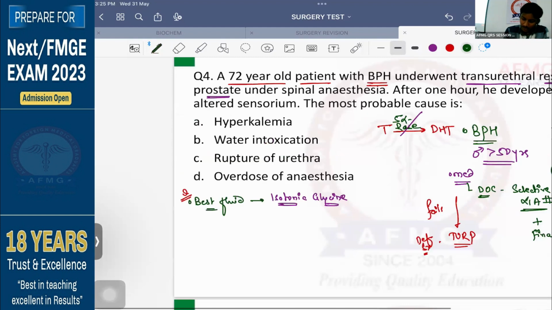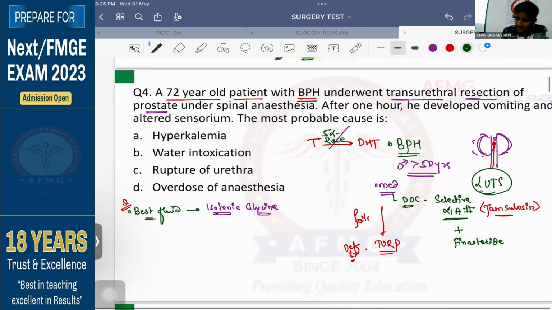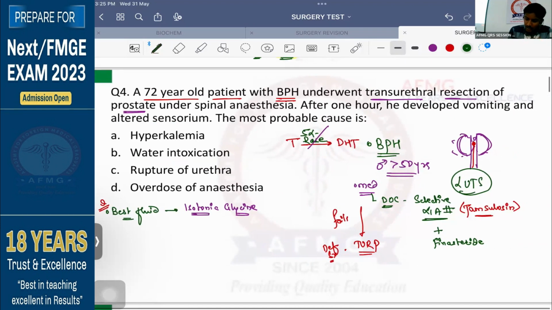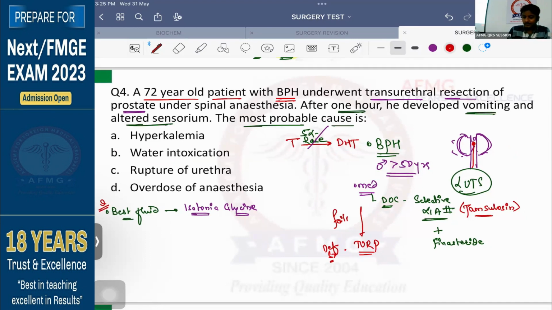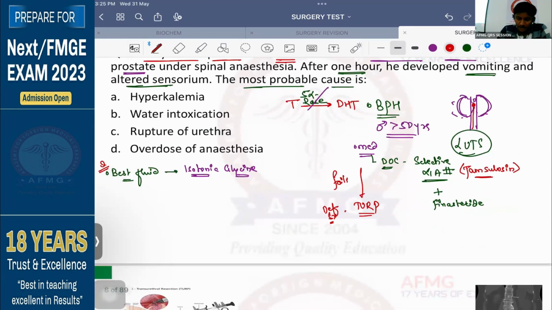ठीक है, that's important. After 1 hour of the surgery, he developed vomiting and altered sensorium. The most probable cause is TURP syndrome, also known as water intoxication syndrome. क्यों होता है अब देखो.